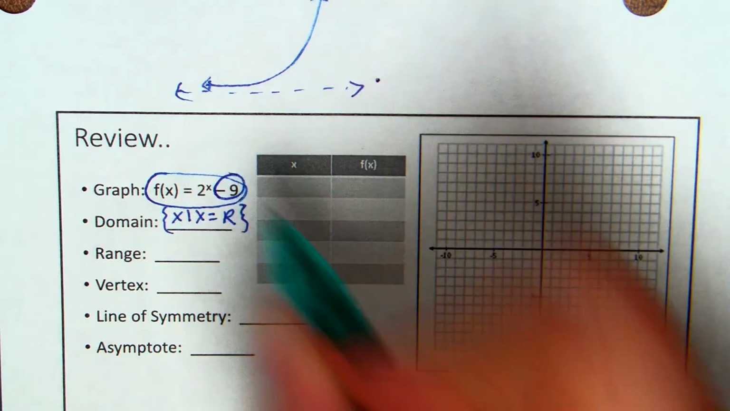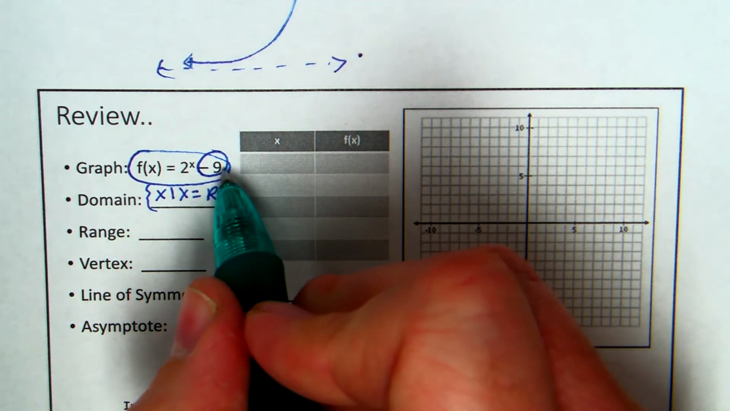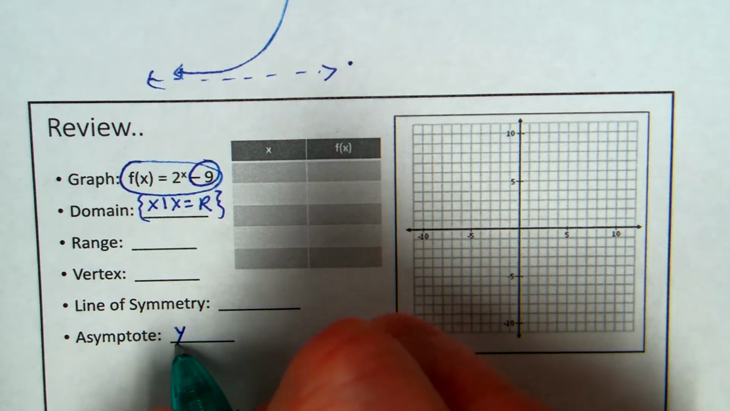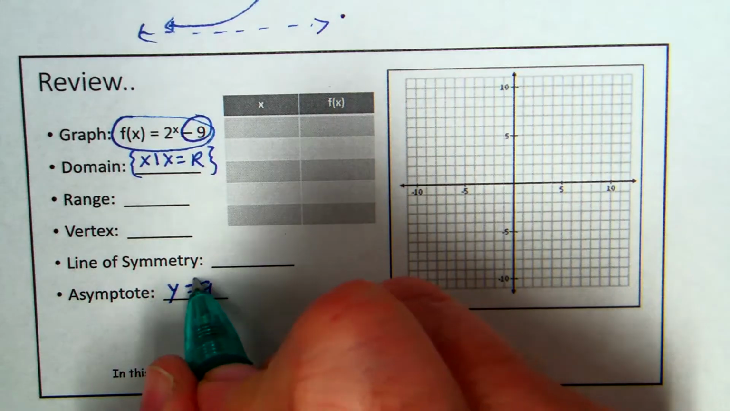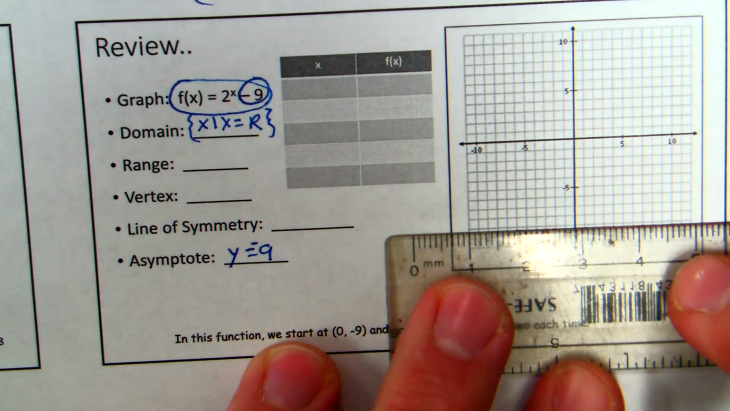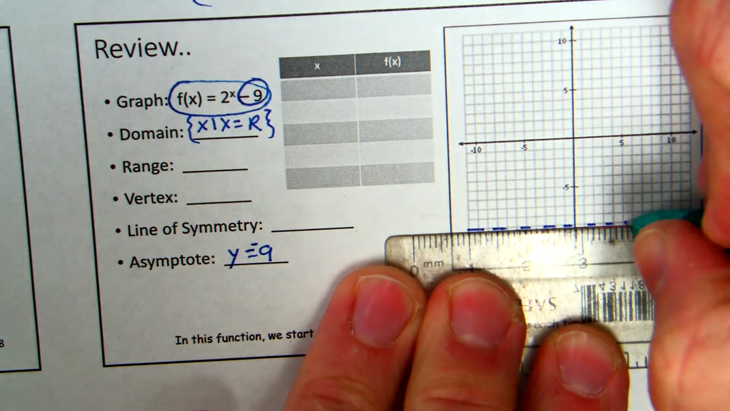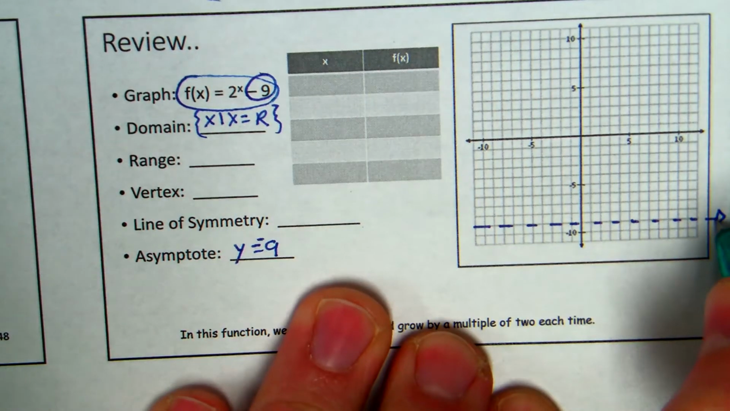And ours is going to be at -9. This value, when you're in vertex form, always tells you where that asymptote is. So I'm going to draw my asymptote at y equals -9. Remember, asymptotes are important features of the graph, but they are not part of the solution. Therefore, we make them dotted.